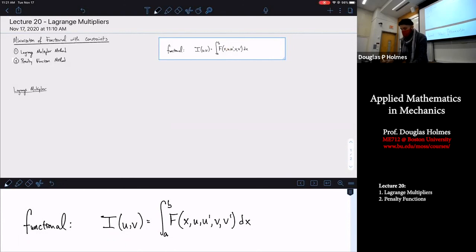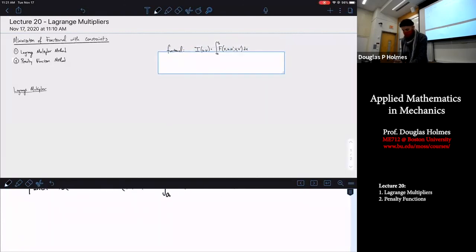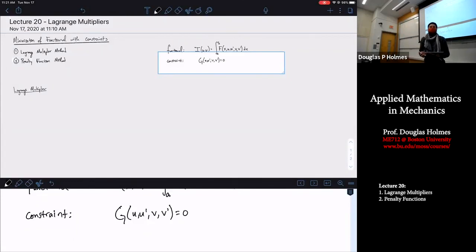We're going to write our constraint in a way that's going to look almost useless, or at least hard to recognize what it's trying to do, but I'll explain in a second. The constraint is just in terms of our dependent variables and their derivatives, and we say that our constraint is equal to zero.